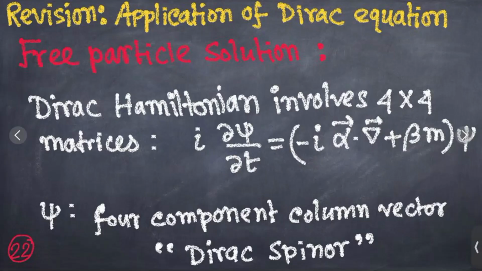Now, we already discussed the free particle solution. To do that, we try to understand what this spinor phi is. This spinor is basically a four-component column vector, which we define as a Dirac spinor.